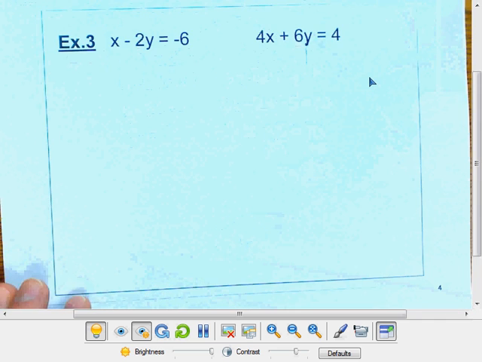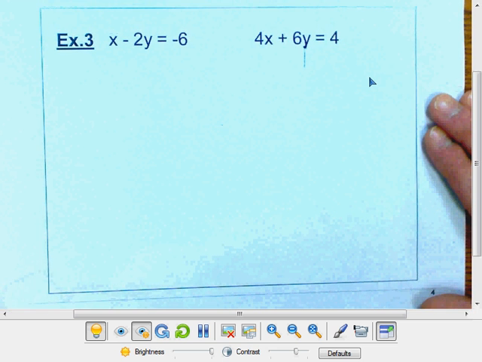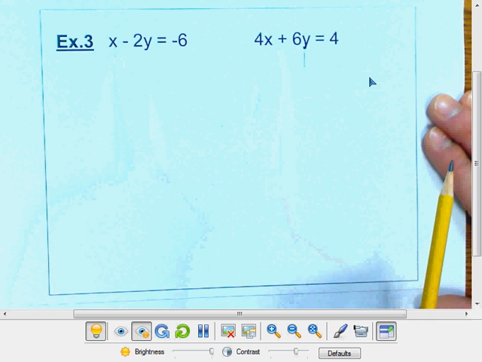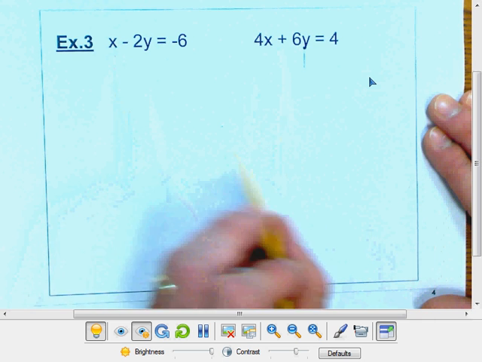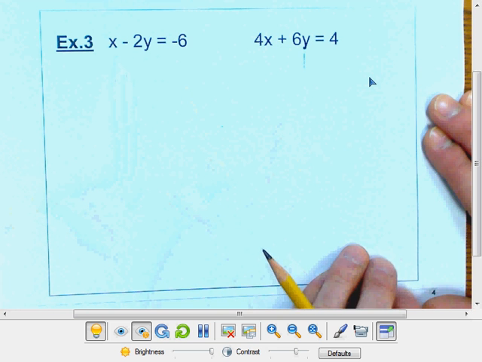Alright, third example just kind of goes one step more difficult, because at this point you should notice neither equation is solved for a variable. In order to substitute in, we need to take one of these two equations and solve for a variable.